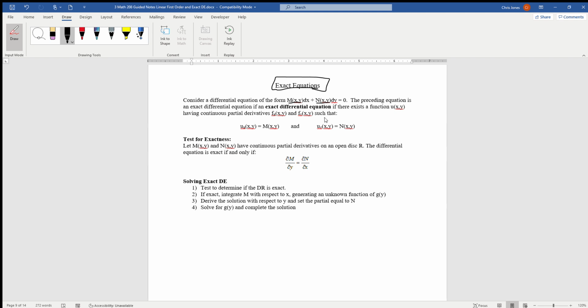And then if it is exact, then what we're going to do is integrate M with respect to x. We're going to take that derivative with respect to y, and then we're going to solve for some unknown function g of y. All right. Now, if it's not exact, that means we have to go back and see if it's linear. If it's not linear, we have to see if it's separable.